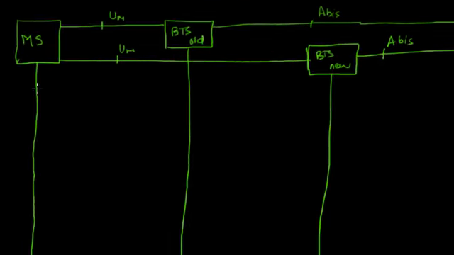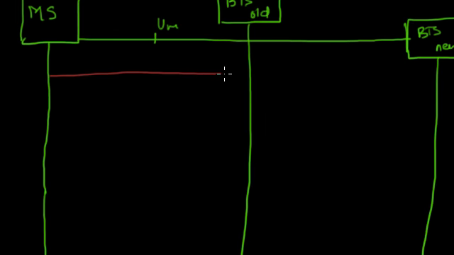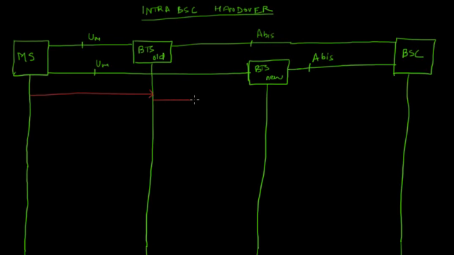So the MS sends the measurement reports of the received power level from the BTS which it's connected to, and also the measurement reports of the adjoining or neighboring cells, to the BSC on the slow associated channel. And then the BTS adds its own measurement reports and sends them to the BSC.